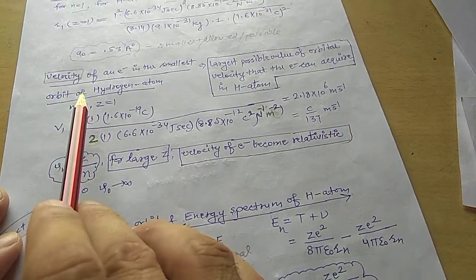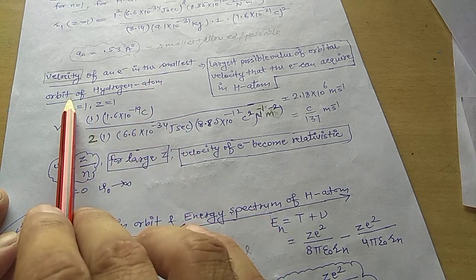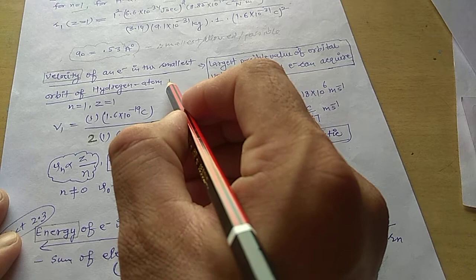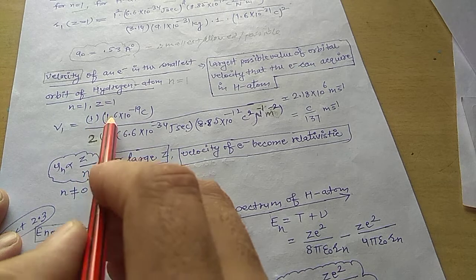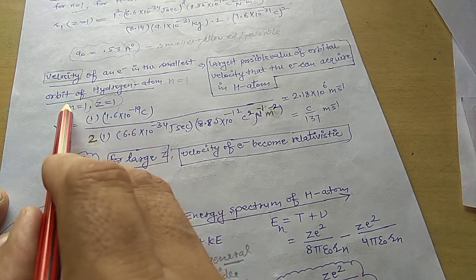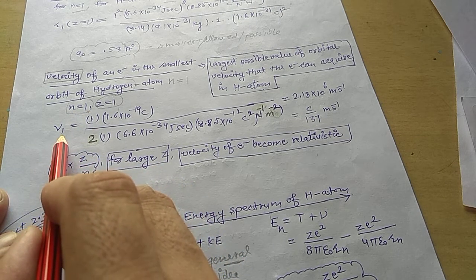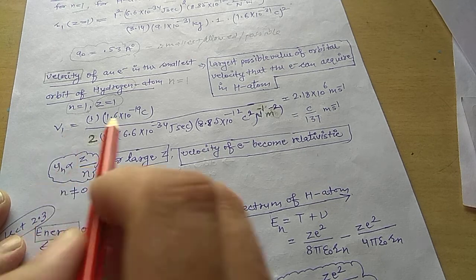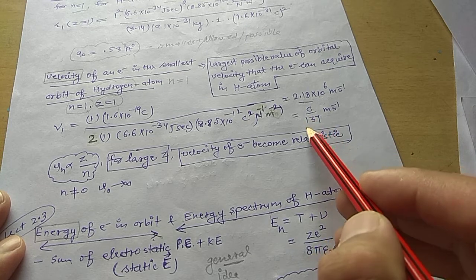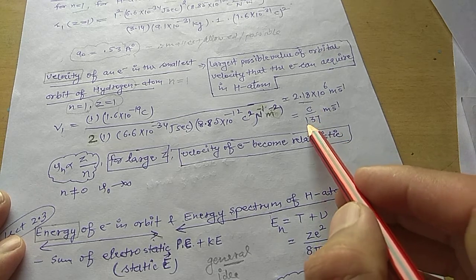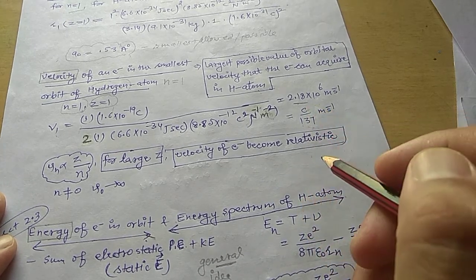Now we will see what is the velocity of an electron in the smallest orbit, and the smallest orbit is for n equal to 1. So here we are discussing the hydrogen atom. Atomic number is z and the quantum number is 1. So the velocity in the first Bohr orbit comes out to be equal to c by 137 meter per second. And what is c? c is the speed of light.